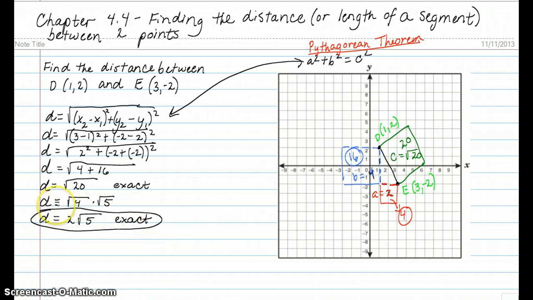Now, if you were going to approximate this, so D is approximately, then you're going to plug in just the square root of 20 into your calculator. Well, you know that the square root of 16 is 4, and you know that the square root of 25 is 5. It's almost right in the middle of that. And when you plug it into the calculator, you get 4.472135 and so on. We're going to round it to the nearest tenth, so 4.5. Again, it's approximately, it is not exact. This is an approximation.